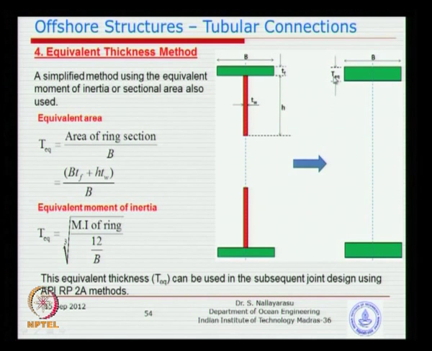We keep the B the same. So you go back to your API calculations, simply replace the thickness with T equivalent, which seems very simple, but many times this produces unconservative results because it is so simple. So you have to calculate both T equivalent using moment of inertia and using section area, and then find out whichever is smaller and try to use this. Sometimes agreeable to some clients, sometimes.